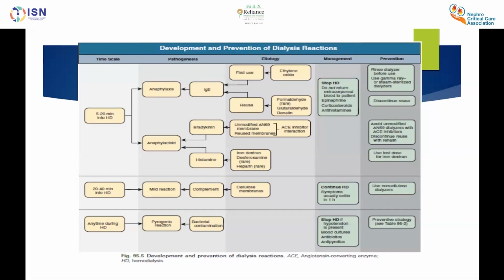And the third type of dialysis reaction can happen at any point of time during the dialysis, which can be a pyrogenic reaction due to bacterial contamination. So you stop the dialysis and send blood cultures. If hypotension is persistently there, escalate the antibiotics and give antipyretics.